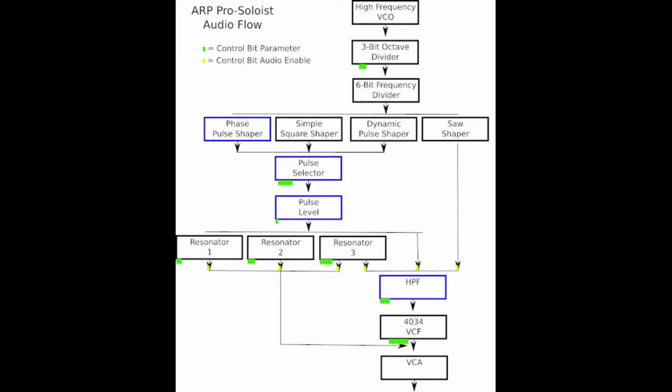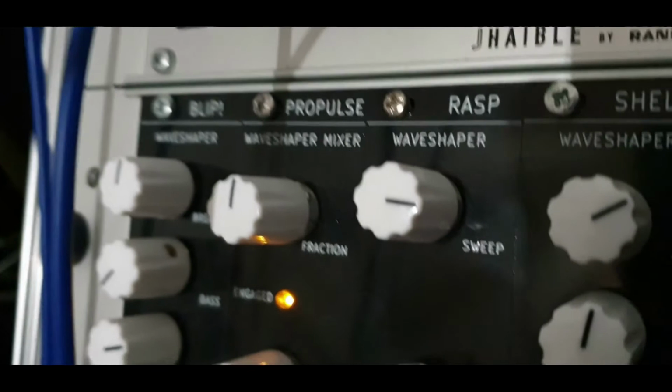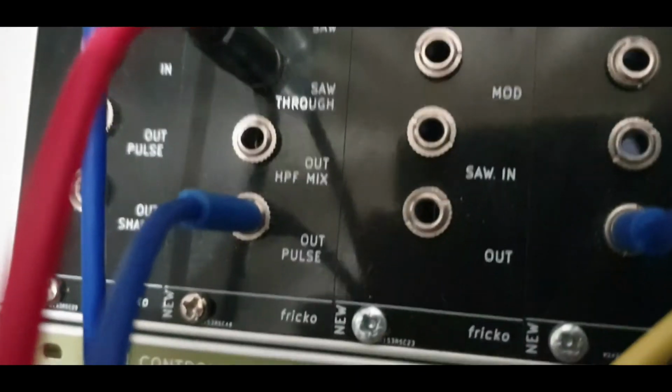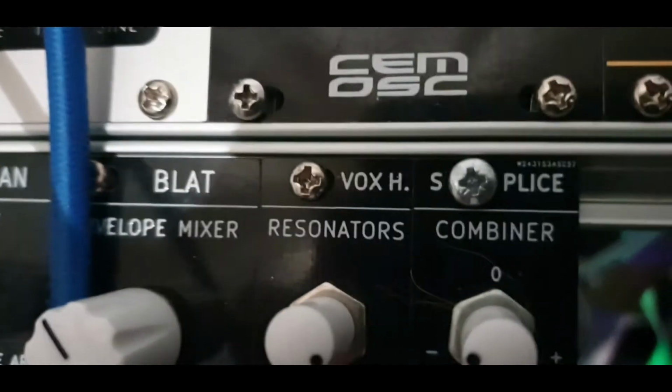the VCA's audio input. On the Pro Soloist, selecting different presets can change the effective patch to a more boring one, such as disabling the pulse resonators, but most of the presets change the details of the special pulses and the frequencies and the levels of the resonators. If you want to make this patch and you don't have a resonator module, you can probably use a parametric EQ module instead. In the demo, I use a Fricko Vox-H resonator module.